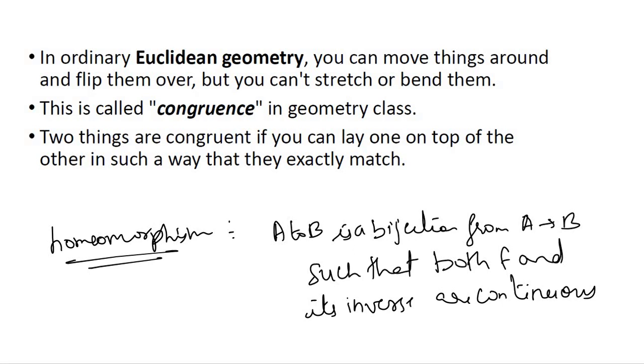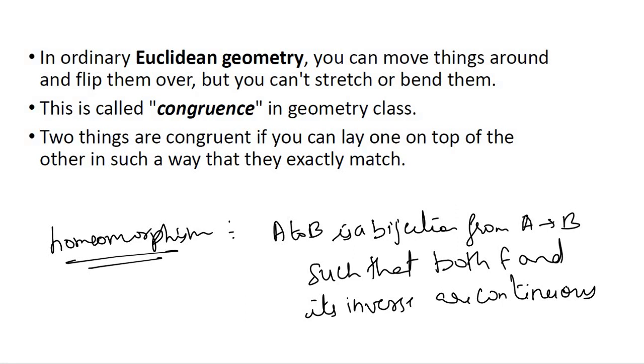So in ordinary Euclidean geometry, what we have discussed earlier, that is geometrical properties, geometry is the study of geometrical properties. In that, we can move things around and flip them over. That is, translations can be done, rotation can be done, reflection can be done, but you can't stretch or bend them. So this is called congruence in geometry class.